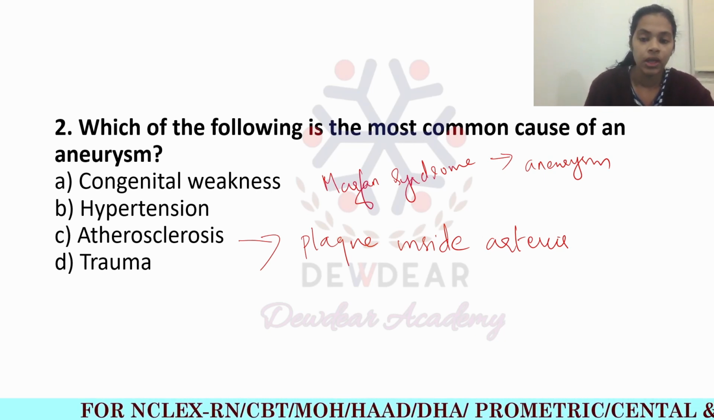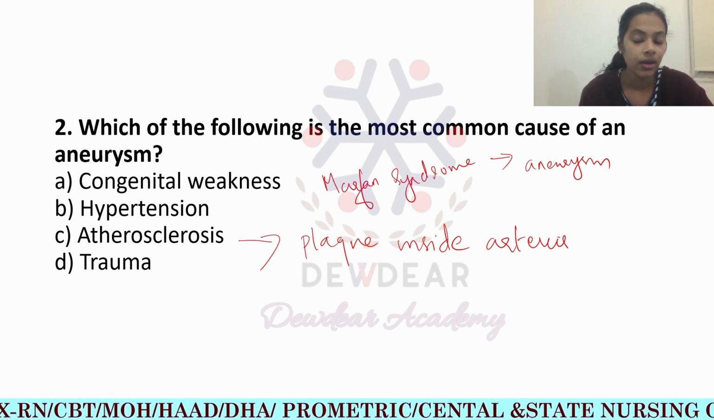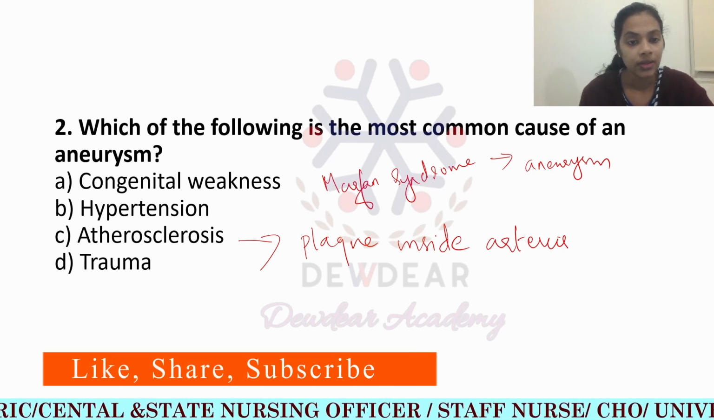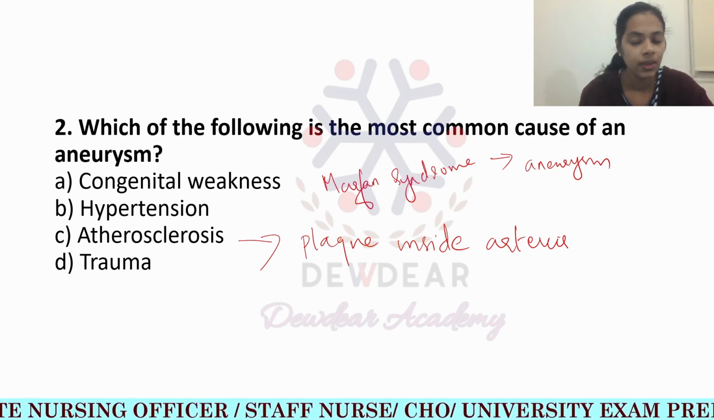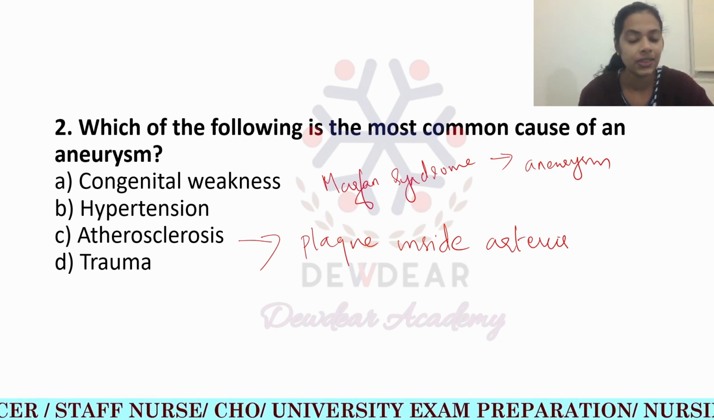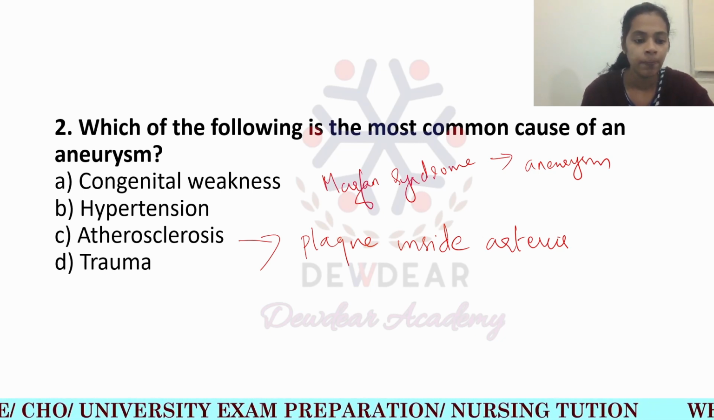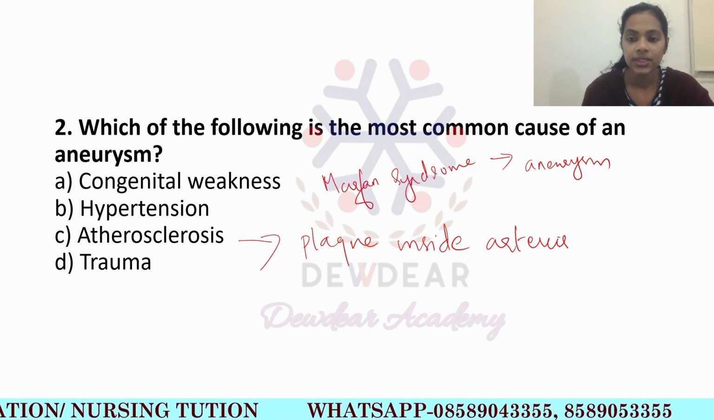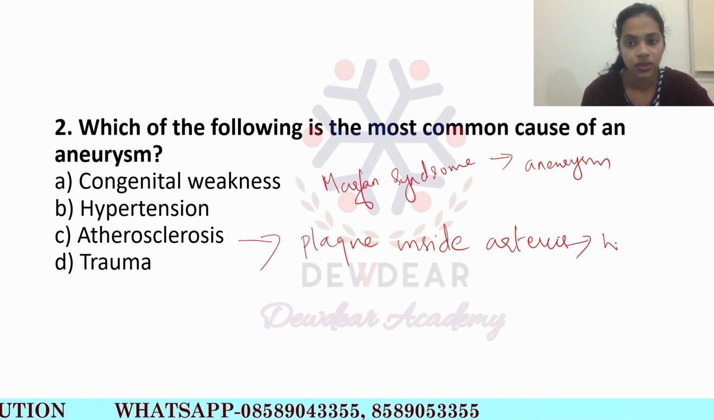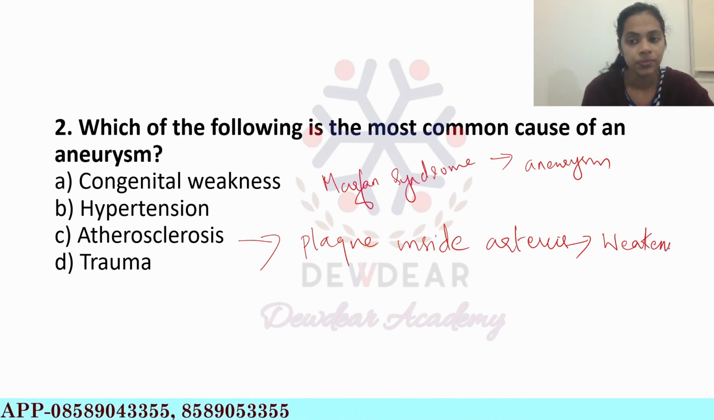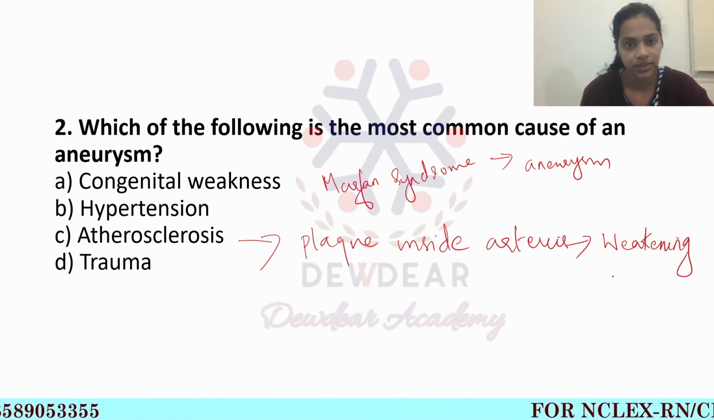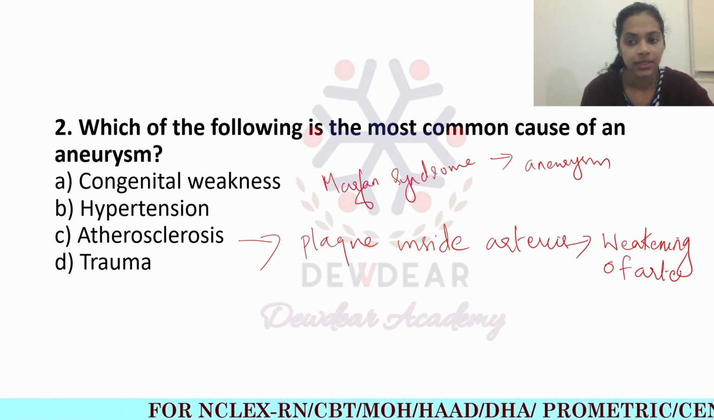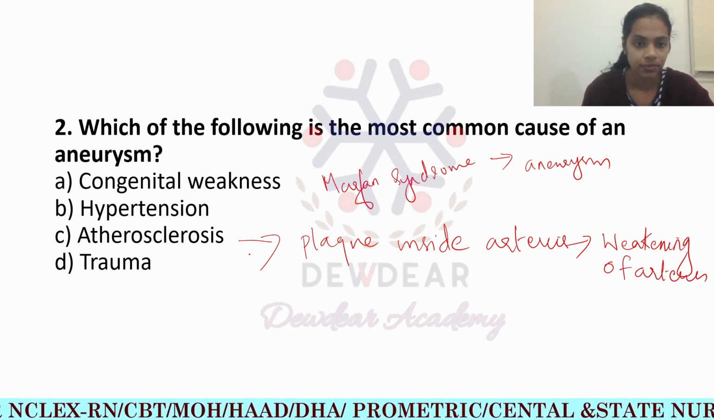There are two types of aneurysms, thoracic aortic aneurysms and abdominal aortic aneurysms. So atherosclerosis is the most common cause for the formation of thoracic and abdominal aortic aneurysms. These are the plaque formation inside the arteries leading to weakening of the arterial walls, and that may lead to the dilatation of the arterial walls. So that is the correct answer, atherosclerosis.